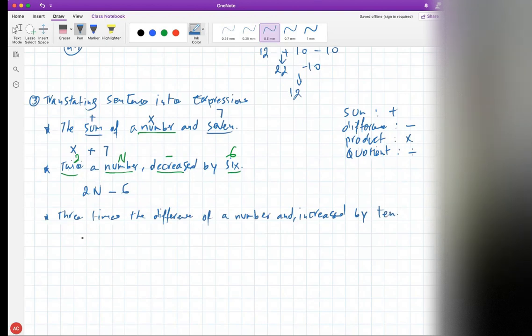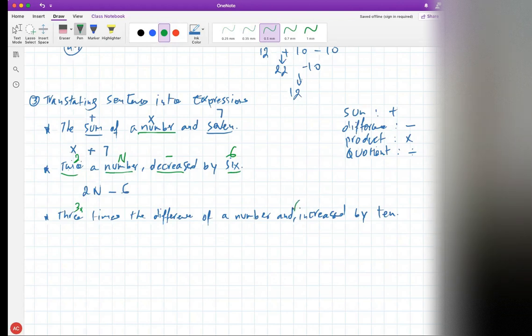Okay, this was a little bit different. So 3 times the difference of a number increased by 10. There's a lot going on. 3 times, of course, means 3 times something, so you have to multiply. But I need something here before the increased by, I need something here.